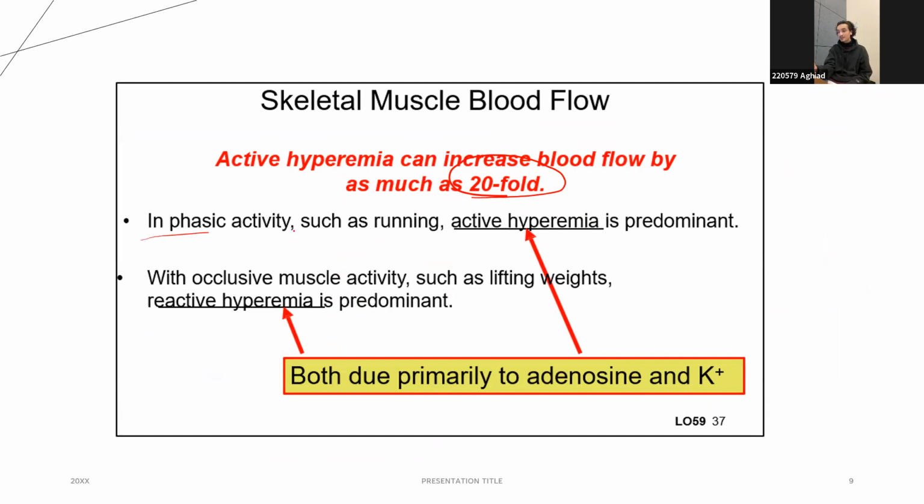All right. So in phasic activity, phasic means dynamic. Movement, dynamic, such as running. Active hyperemia is predominant. It isn't the only reason for the increased blood flow, but it predominates in phasic activity like running, dynamic movements. With occlusive muscle activity such as lifting weights, you're not moving, you're lifting weights. Extreme contraction is happening, and that's why it causes the occlusion. Reactive hyperemia is predominant. Now, both of them are affected primarily by adenosine and potassium. These are the primary metabolites that signal we need more blood, help.